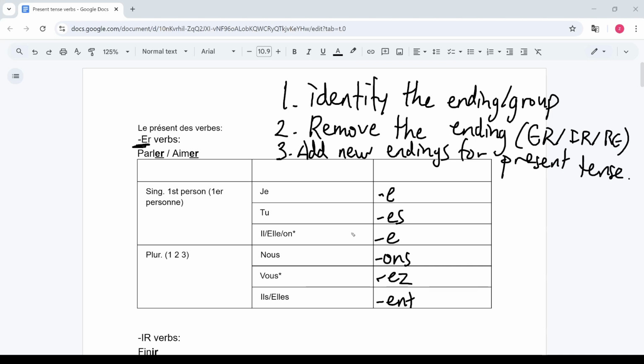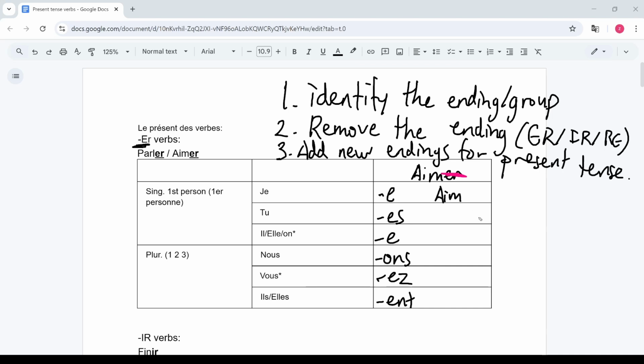So let's take one of these as an example, and let's see what that would come out to be. Let's take aimer as an example. We'll write aimer here. Let's take a look at our steps. First, we identify the ending of the group. This is an ER verb. Next, we remove the ending. Let's change to red. We're going to remove this. Now we're left with aim, or in French, this would be pronounced M.